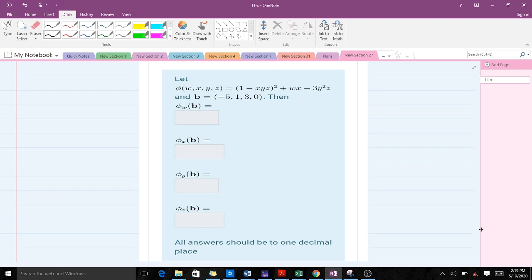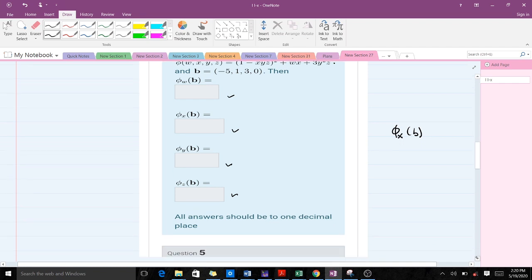It says that we should let phi of w, x, y, z be the expression we have here, and b is equal to (-5, 1, 3, 0). Then we are supposed to find these, and that. And our answer should be to one decimal place. Right. So this phi of x that we have here means you are going to differentiate your function with respect to x. Then the b means after that you put in the values of b inside to get a value.